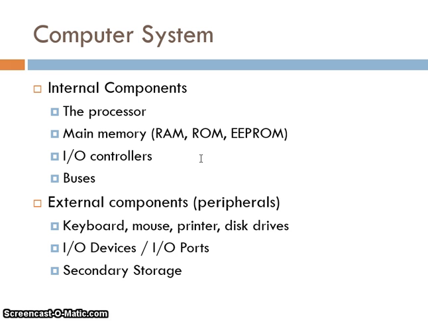The CPU groups together these, whereas what we often know as the central processing unit, the microprocessor, we're just going to call the processor. External components of a computer system, also known as peripherals, could be keyboard, mouse, printer, disk drives, I/O devices, I/O ports, and secondary storage.